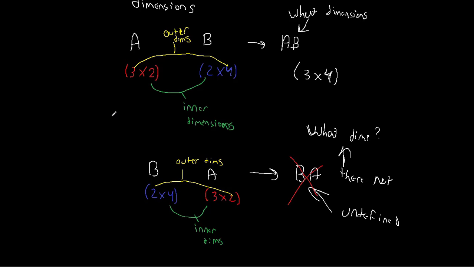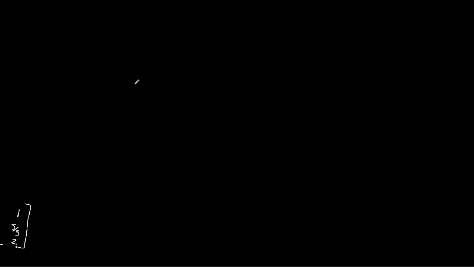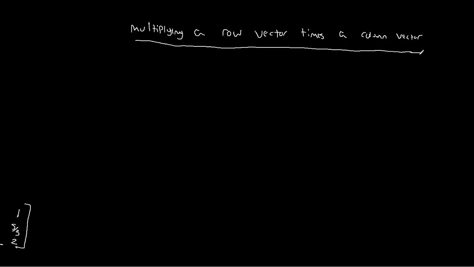And in this lecture video I want to walk through the most simple case that works for multiplying matrices. And that is this idea of multiplying a row vector times a column vector. And hopefully in the process of doing this, we can have a better understanding of why those inner dimension, outer dimension stuff that we talked about in the previous video actually matters.